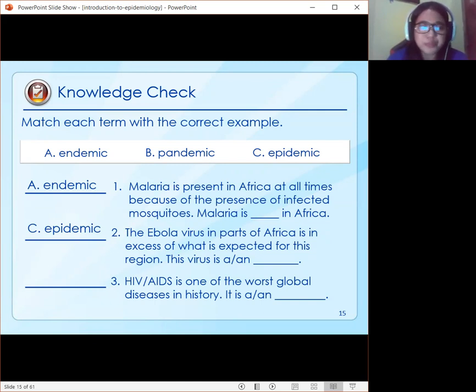and as mentioned in the definition, it is also serious and spreads in the region. For number 3, HIV or AIDS is one of the worst global diseases in history, and this is of course pandemic. Just like COVID, it is the worst global disease in history. It is also pandemic, so it's a worldwide concern. For epidemic, it's only in a region, and it is endemic, as mentioned, if it is usual or common and can occur any time.